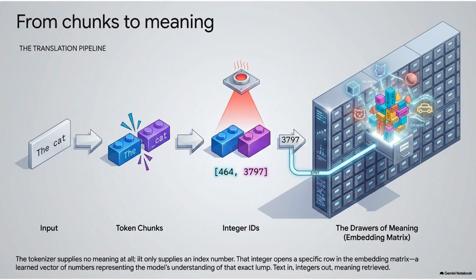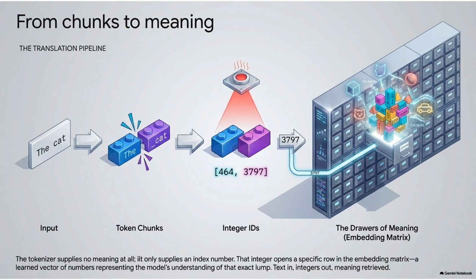Right? So we have bricks. Where does actual understanding come in? Follow the pipeline left to right. You type "the cat." That is the input. It gets fractured into token chunks, "the" and " cat." Then each chunk gets stamped with an integer. 464, 3,797, and that is the complete output of the tokenizer. Text goes in, a list of integers comes out. No meaning, none at all, just index numbers. Meaning arrives at the next stage.